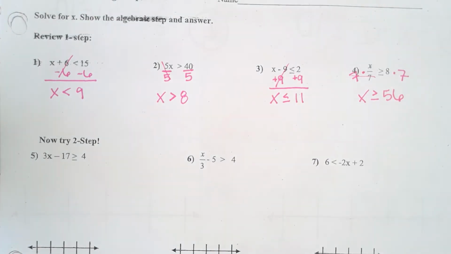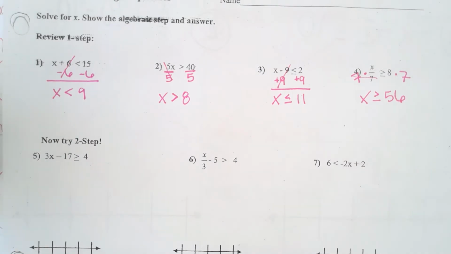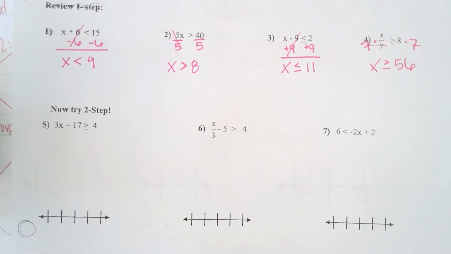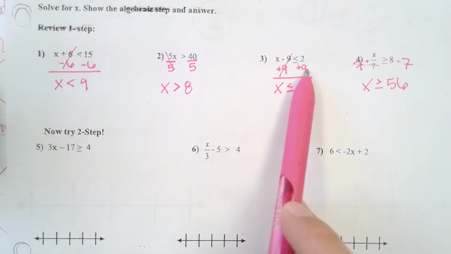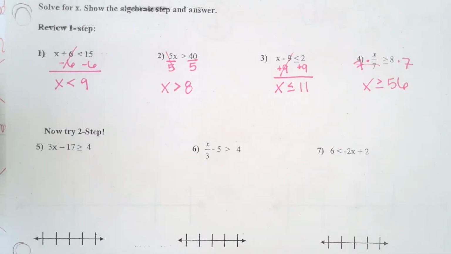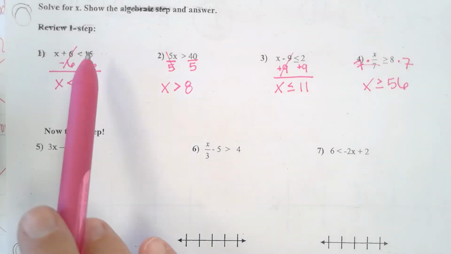Okay, now these didn't have graphing, but just so you guys know, we will be talking about graphing inequalities again, but with our two-step inequalities, we will definitely be graphing. Okay, all right, so that's a review on one step. So notice how we just had one step to get to our final answer. And also notice that there were no negative signs here.